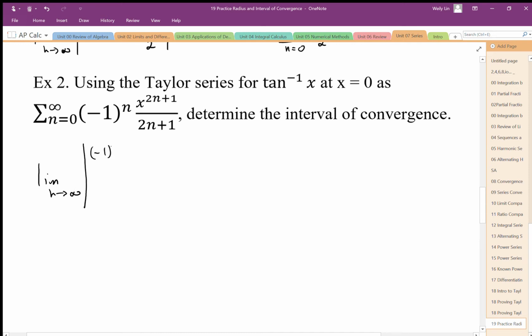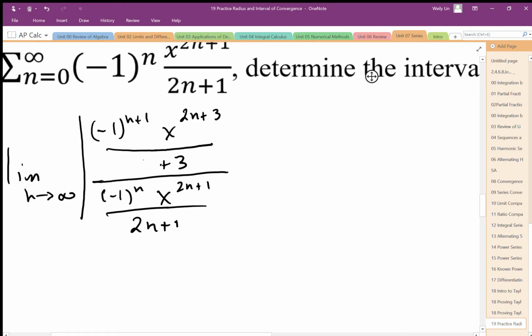It's going to be (-1) to the n plus 1, x to the 2n plus 3, because when we substitute n plus 1 into here, it's going to be 2 times n plus 1 plus 1. And then the same goes for the denominator. When we substitute n plus 1, we're going to end up with 2n plus 3. Okay, so there's our ratio, and we're going to do this over (-1) to the power n, x to the 2n plus 1, over 2n plus 1. Okay, let me clean that up a bit. Zoom in. So it's going to be 2n here, and that's 2n plus 1.